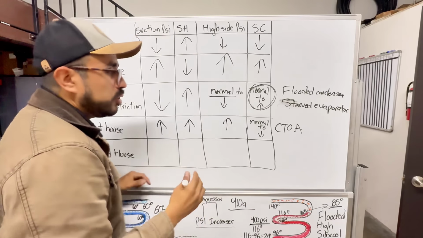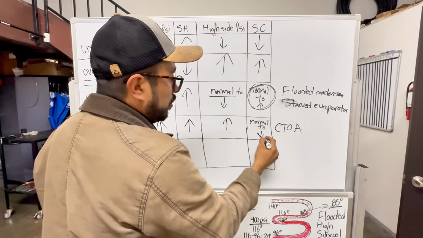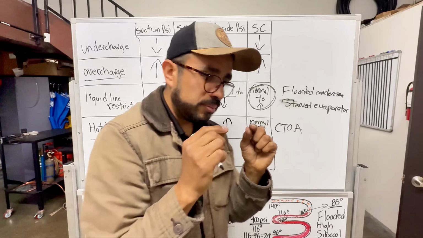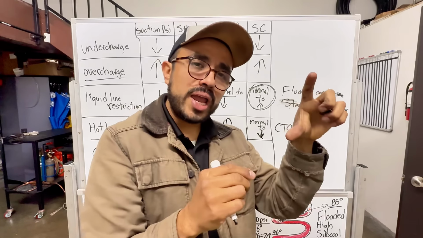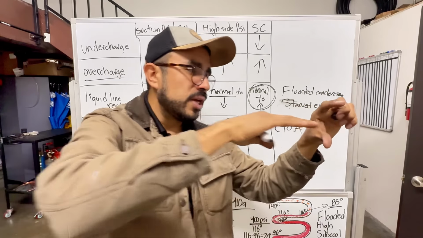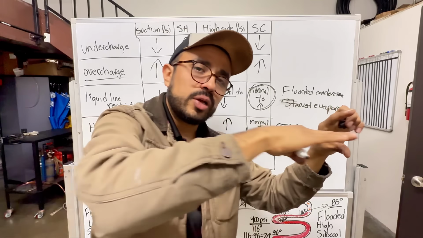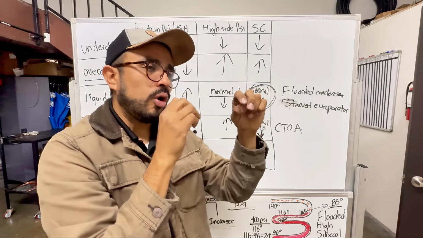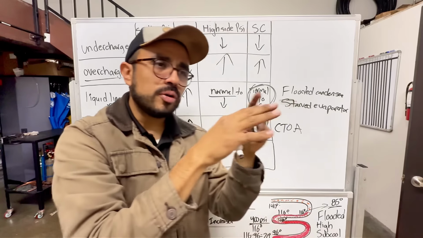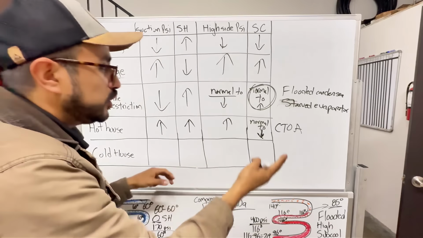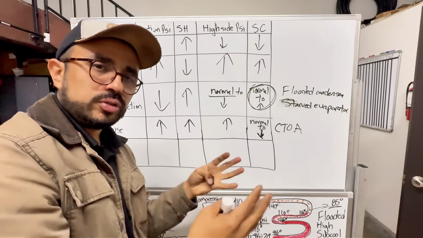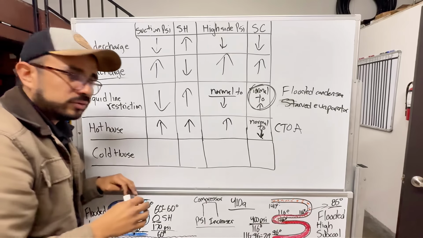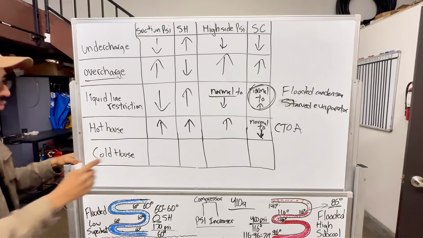But at some point, you do sacrifice some subcool because your TXV is opening up all the way, and it's kind of hard to keep and maintain that column of liquid in the back. So more of it is going through. So your subcool will drop a little bit, but eventually it'll go back to where it's supposed to once the house is cooled down. And the last one, the cold house.